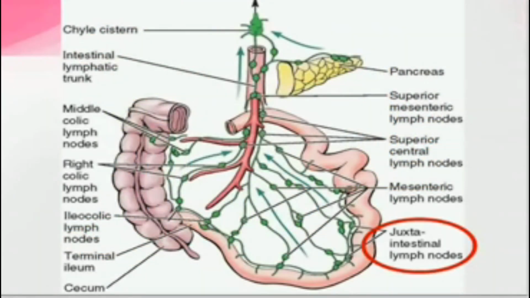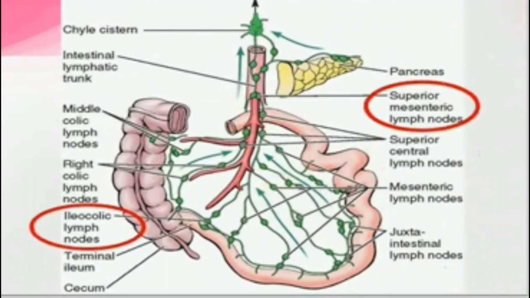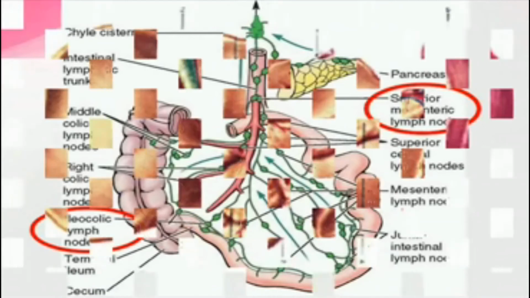Within the mesentery, the lymph passes sequentially through the three groups of lymph nodes: juxta-intestinal lymph nodes, mesenteric lymph nodes, and superior central nodes. Efferent lymphatic vessels from the mesenteric lymph nodes drain to the superior mesenteric lymph nodes. Lymphatic vessels from the terminal ileum follow the ileal branch of the ileocolic artery to the ileocolic lymph nodes.